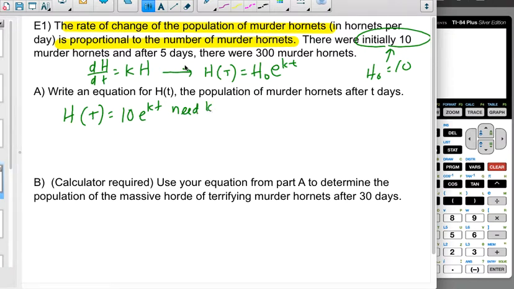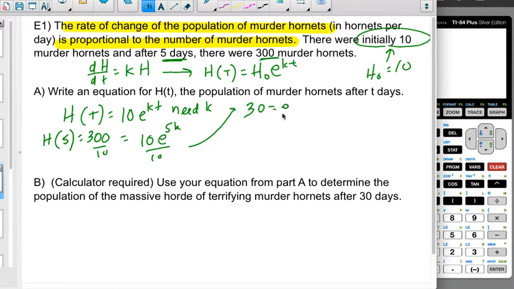So in order to find k, I'm going to use this other point that when t is 5, there are 300 murder hornets. So I know that H of 5 is 300. So I can just go ahead and say that that's 10e to the 5k, right? So when I solve, I'm going to divide by 10. I'm going to get 30 equals e to the 5k.